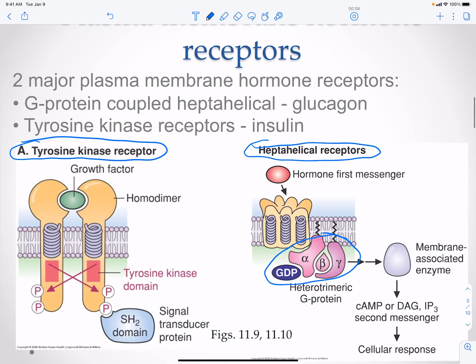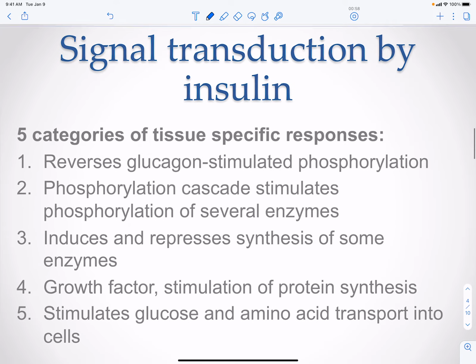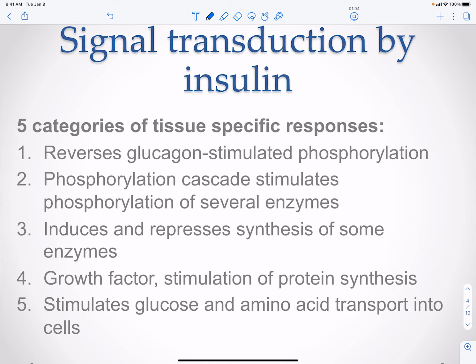Different pathways, different results. Now, insulin, remember, has 5 basic categories of responses that it's going to trigger. The first is it reverses glucagon or epinephrine stimulated phosphorylation. It also is going to cause a phosphorylation cascade to stimulate other enzymes. It's going to induce or suppress some enzymes. It is an actual growth factor that stimulates protein synthesis. And it's going to stimulate glucose and amino acid transport into cells. So insulin is there to tell everybody we have enough fuel, please take it up.